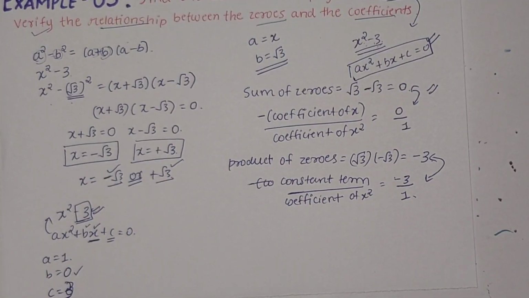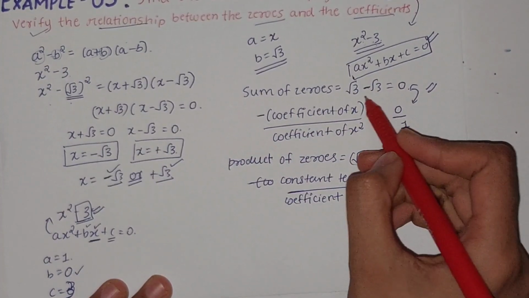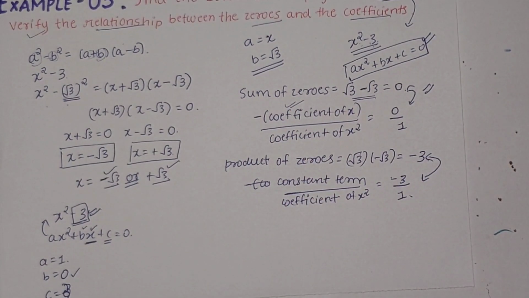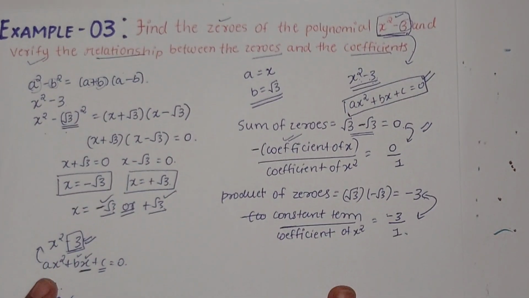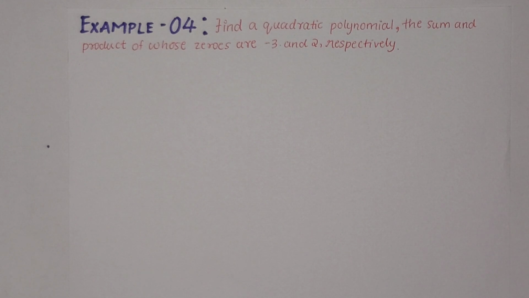We have found out the zeros and then we have even verified the relationship between the zeros of the polynomial and coefficients, right? So yes, I hope you have understood this example 3. Moving on to the next example. Yes, next example, example 4.